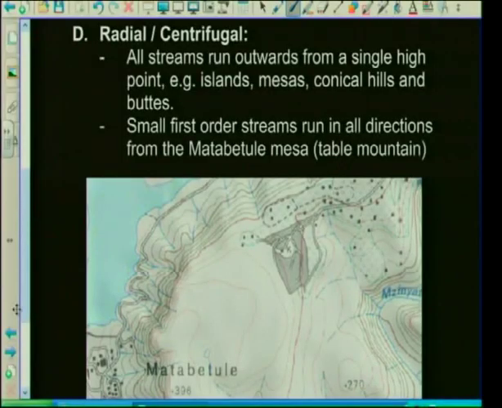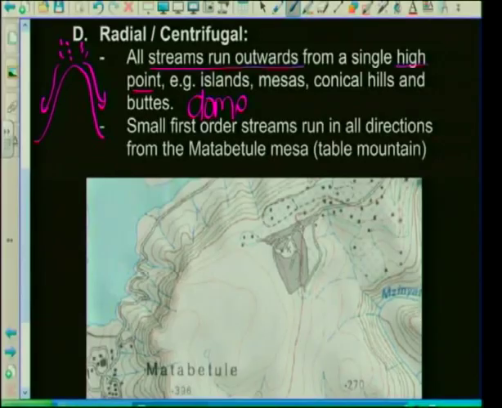Okay, our fourth type of pattern is what we call a radial or centrifugal pattern. Now, very importantly for radial patterns, the streams run outwards from a high point. So if you can imagine, we have a dome-shaped figure and there's precipitation happening on top. The water is going to run down and away from that high point.